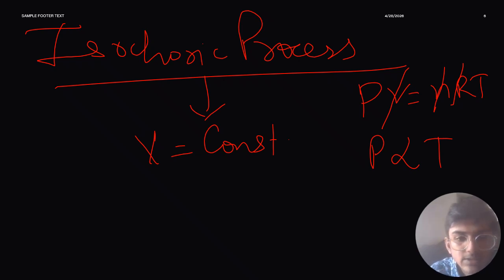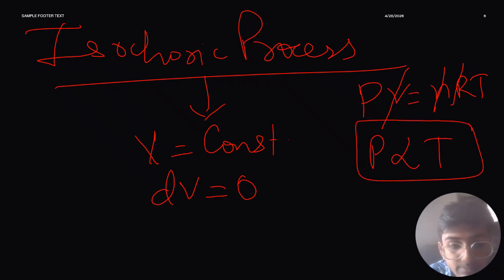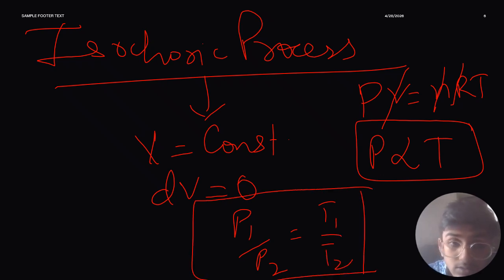And when I write that volume is constant, the derivative will be zero. We will discuss this concept when I find work done in different processes in the next lecture. Differentiation of a constant is zero; we will use that when we find work done in different processes. Here pressure is directly proportional to temperature, so we can write P1 by P2 equals T1 by T2, and this is the isochoric process.